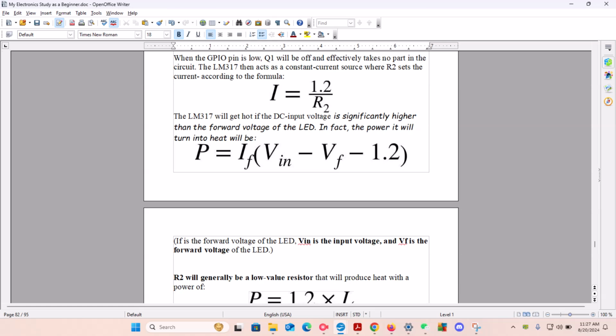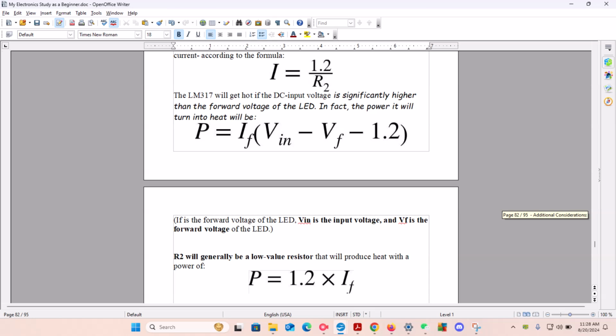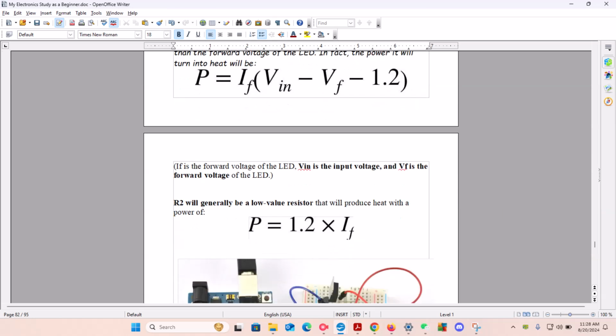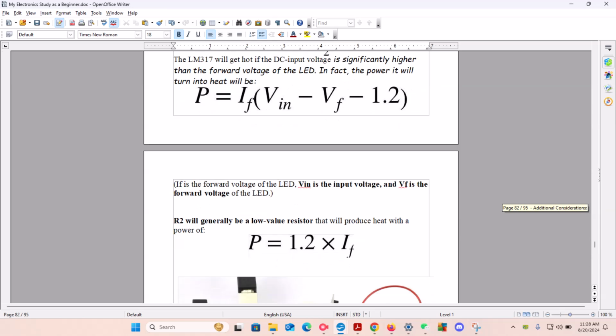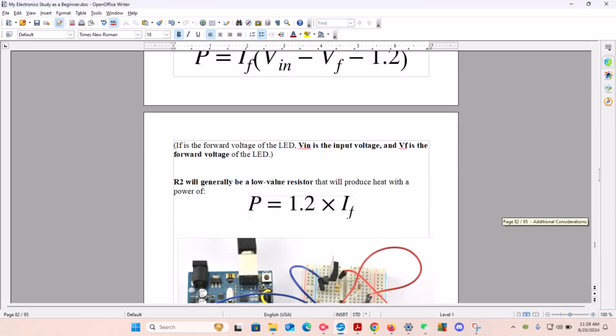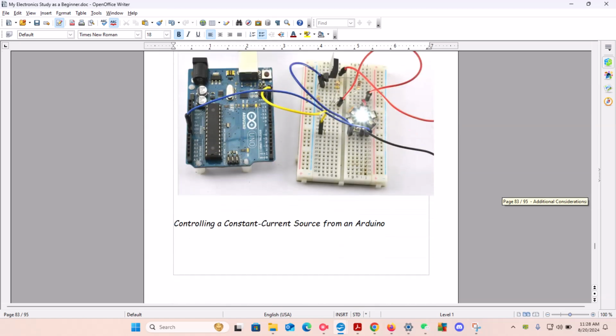Now, the forward voltage of the LED, this is voltage in, as I showed you in the schematic, this is the input voltage, and voltage F is the forward voltage. That would be F, forward voltage. And then also you have the forward current as well, which is IF, capital I, lowercase f. That's I subscript F. R2 will generally be a low value resistor that will produce heat with the power of power equals 1.2 times forward current.